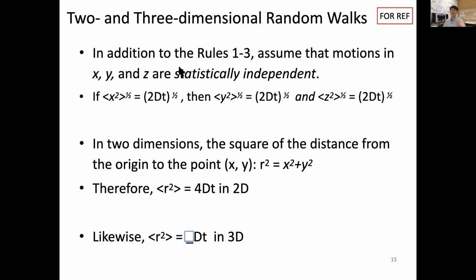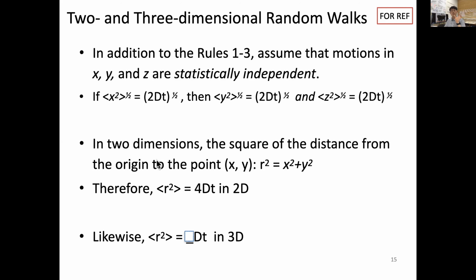In addition to those rules 1, 2, 3 for random walks, we assume that motions in X, Y, Z are statistically independent, which holds in the majority of cases if the space is not constrained. Then what we see is that the average displacement of X, described as the root mean square of X, turns out to be the square root of 2 times D times t, with D the diffusion constant. Likewise, the Y displacement will be the same, and the RMS of Z will be the same.